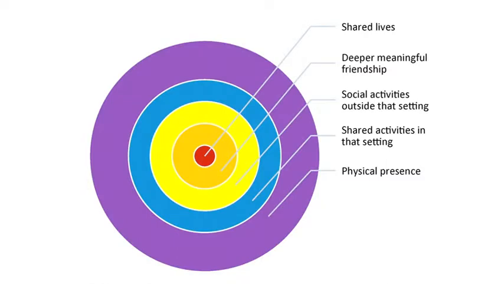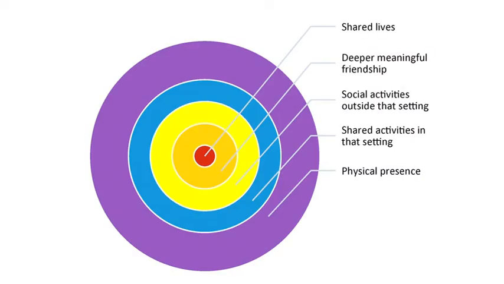This is a construct for how we can look at the depth of relationship or the intimacy of relationship. The outermost circle is the biggest, the purple circle, starting at the bottom. We can look at physical presence, people simply being physically present, and then coming into more depth of relationship or inclusion. The blue circle is shared activities in that community setting. Are they in a place where they are sharing activities? But then in the next circle, the yellow circle, does that extend outside of that setting to other social activities?